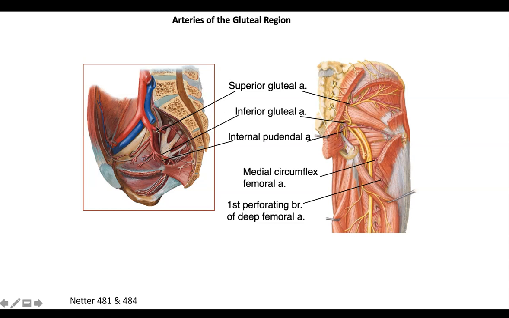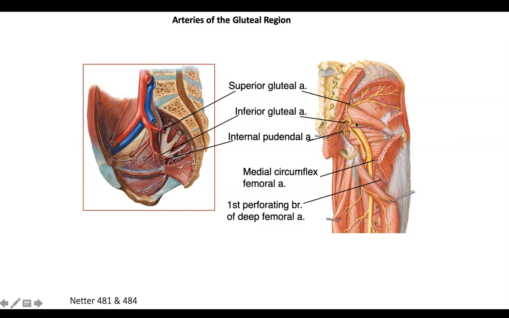The superior gluteal artery is a branch of the internal iliac artery. It is entering through the greater sciatic foramen, and in the pelvic cavity, it lies in between these two nerves, the lumbosacral trunk and the first sacral spinal nerve, S1.